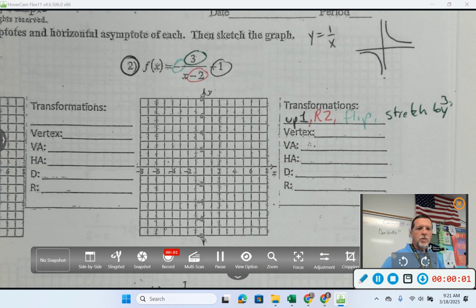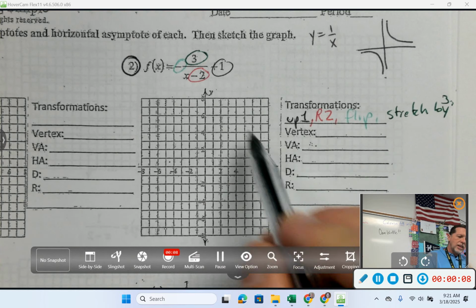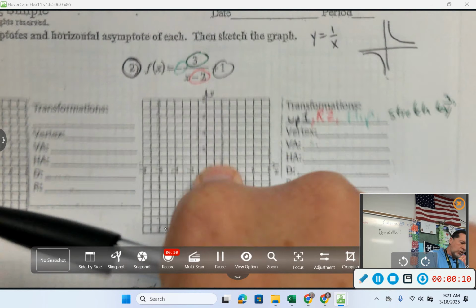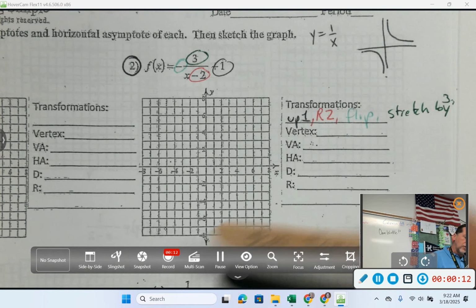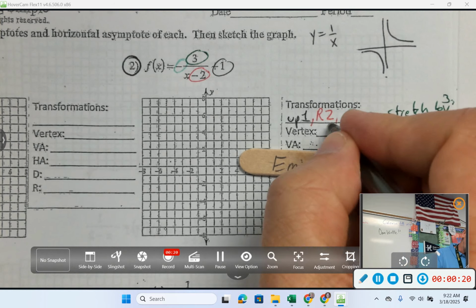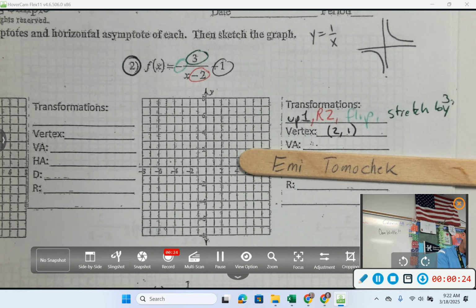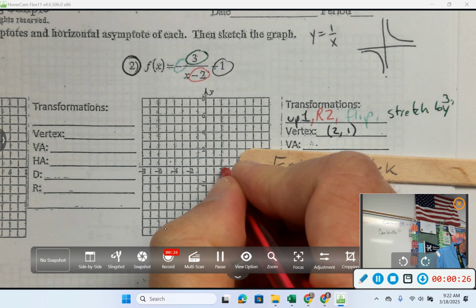Okay, so looking at number 2 on today's worksheet, we identified the transformations. Now we'll start to use those in terms of the graph. So I need a vertex in quotes because it's not really a vertex like a parabola has a vertex. But I mean, what's the vertex? 2, 1. Good. So right 2, up 1.